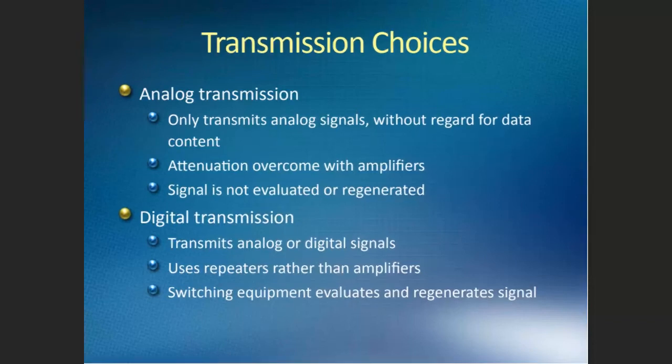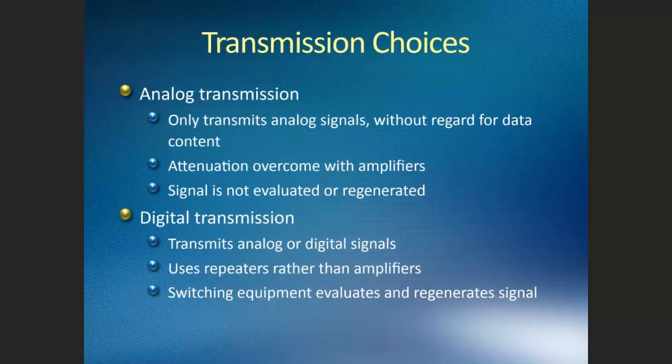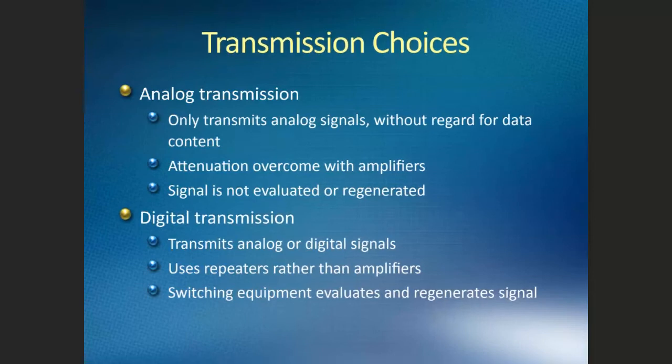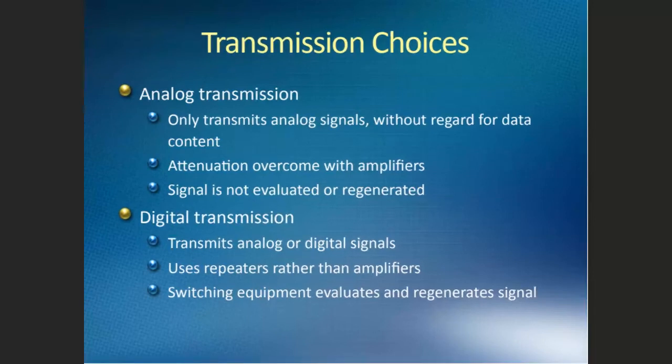Digital transmission transmits analog or digital signals. Analog transmission will transmit only analog. Don't forget that. Digital can have analog or digital data signal. It uses repeaters rather than amplifiers. Switching equipment evaluates and regenerates the signal in the repeater.